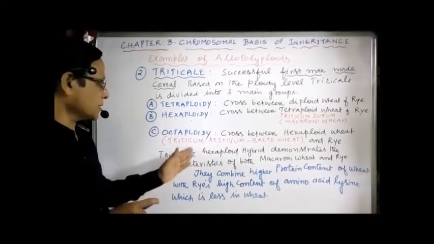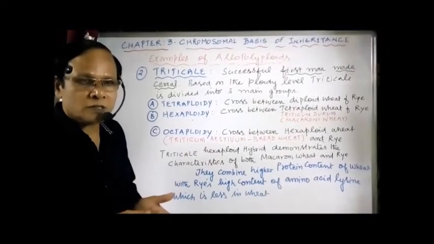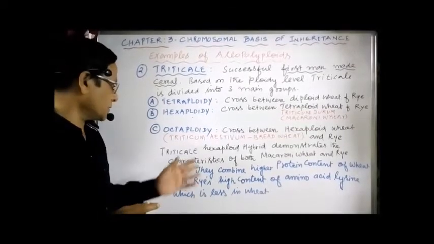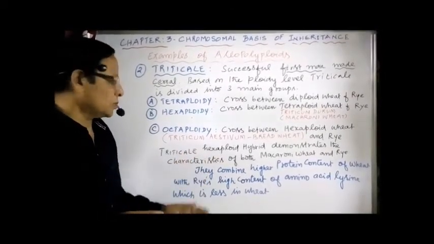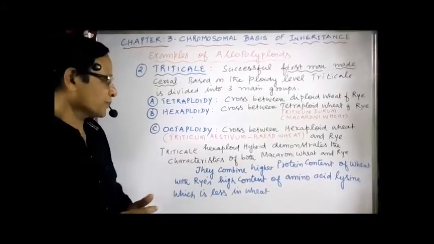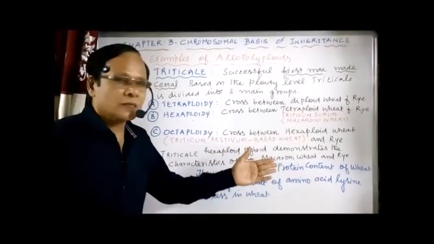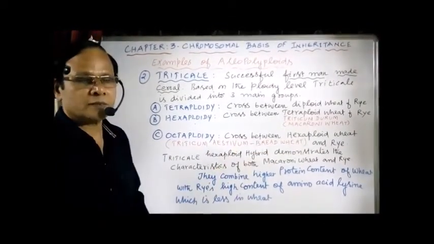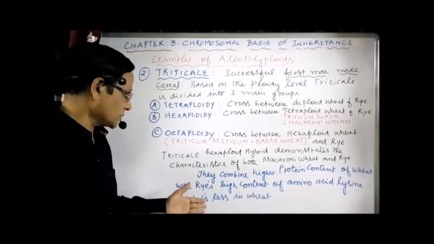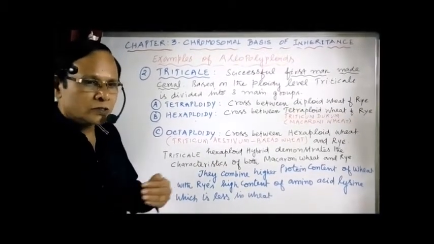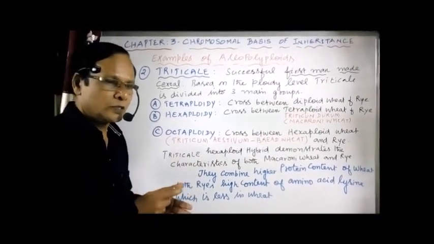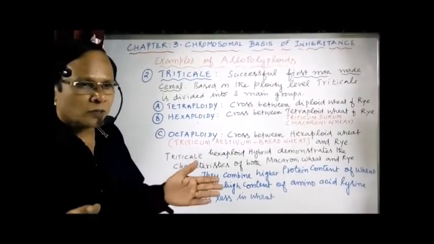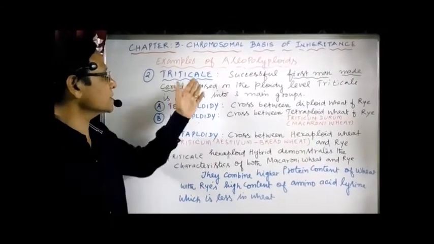The triticale hexaploid hybrid demonstrates the characteristics of both macaroni wheat as well as rye. For example, the plants combine the higher protein content of wheat with the high content of the amino acid lysine from rye, because lysine is very low in wheat. So both characters are combined together in triticale.